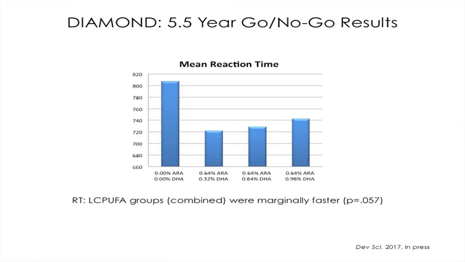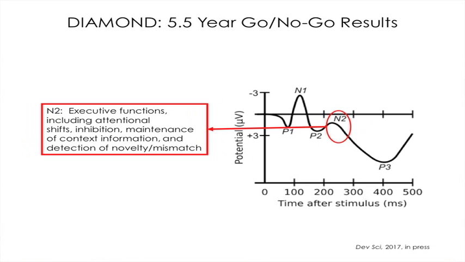So this is important because they weren't any more or less accurate than the control group, but the 3 groups here that were supplemented were marginally faster overall than the controls. And we measured the N2, which is generally, there's all sorts of, I'm nervous talking about this with Steve here, but it's basically an attentional indicator.